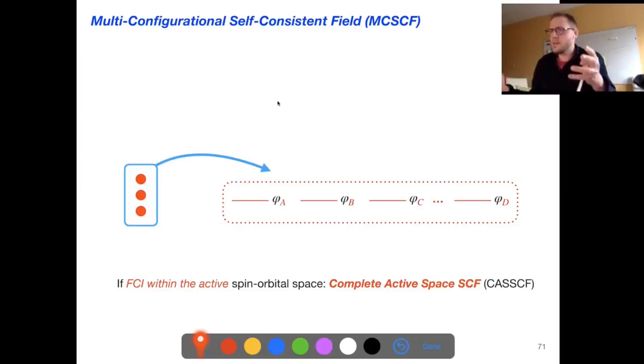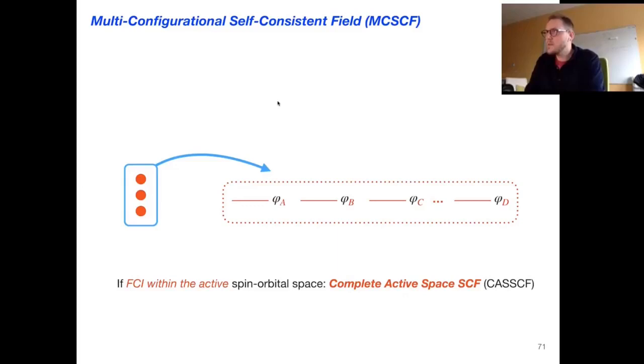So if you really do this full CI within the active space, you do what we call the complete active space, complete because you take all the possible configurations. Complete active space SCF. This is the so-called CASSCF method, which is, I think, the state of the art when you have to describe strong correlation in molecular systems. So Lucas, did I answer your question?